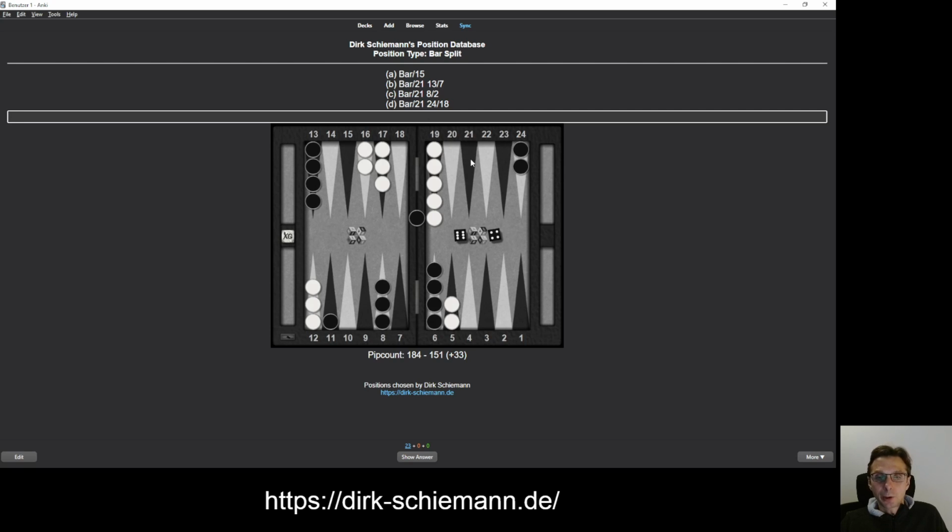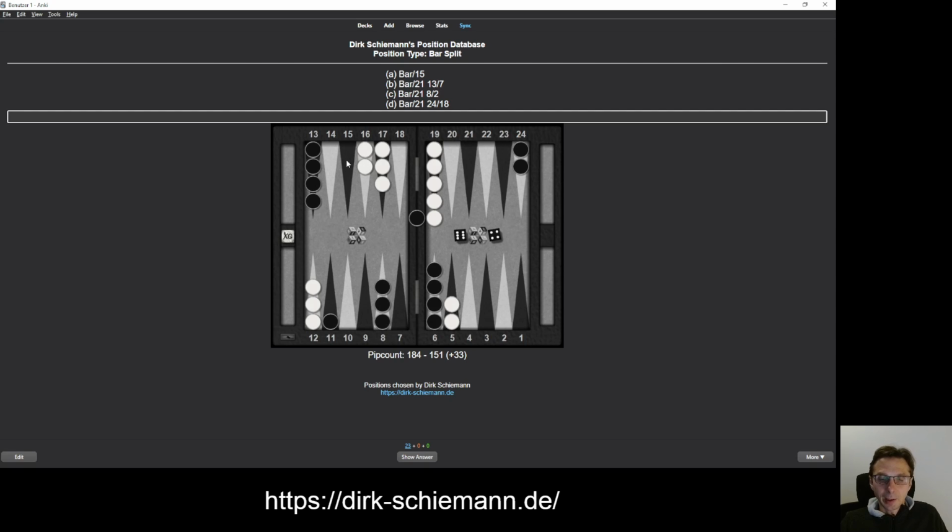So generally, splitting to the bar and having a blot on a higher point like the 20, 21, 22 is not a good idea. There are exceptions, of course, but in general it's not such a good idea. So let's look at the alternatives. 8-2, dumping a checker, is certainly not a good idea. Running out to the 15, I mean, you can see the pip count here.